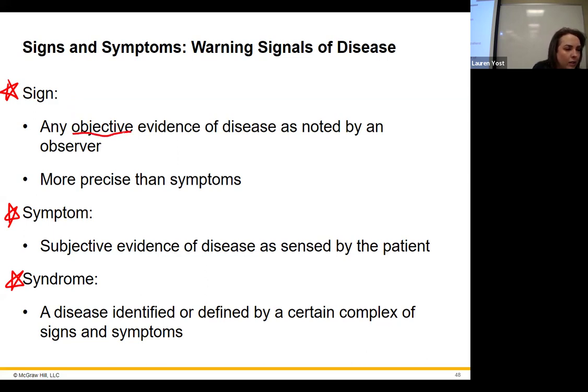Objective evidence. Okay, I'll come back to that. Symptoms, subjective evidence. So these are the two we're going to start with, signs and symptoms. That's why I keep saying objective versus subjective. Now, if I say symptoms are subjective, I'm basically telling you that symptoms are based kind of on opinion and what you think is going on, right? It's subjective.